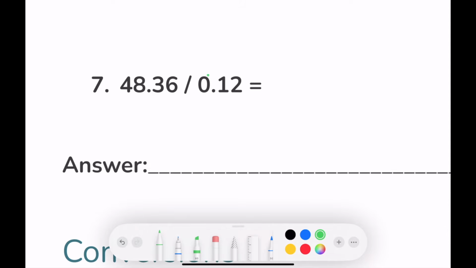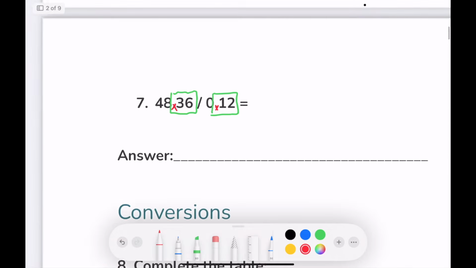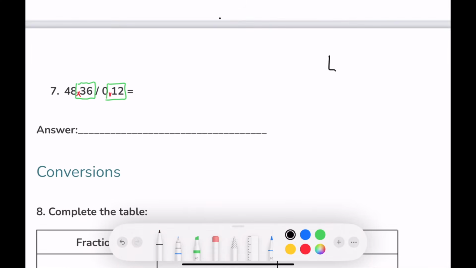Now, check this out. I see these two decimals. Both are in the hundredths place. Remember, these are the tenths. These are the hundredths. 0.12 is also in that same place value, which means we can simply eliminate the decimal points and divide this just as if it was a whole number. So let me show you here.